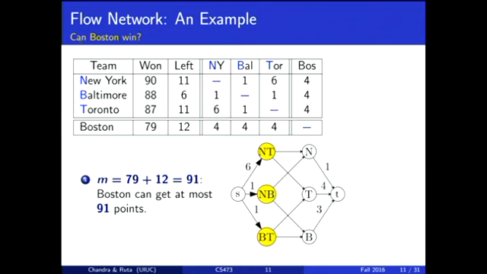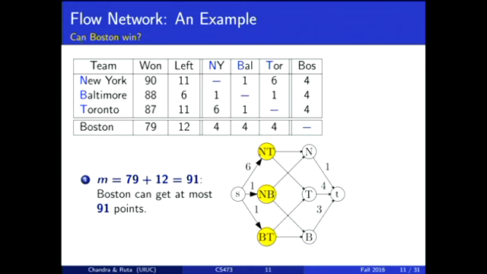Why is there a one-to-one correspondence? Because we know all the capacities are integer. There is a maximum flow which is integer valued, which corresponds to assigning games to teams. So really, we want an integer assignment, and we are guaranteed an integer assignment because all the capacities are integer. So this is an example of an assignment problem, right?